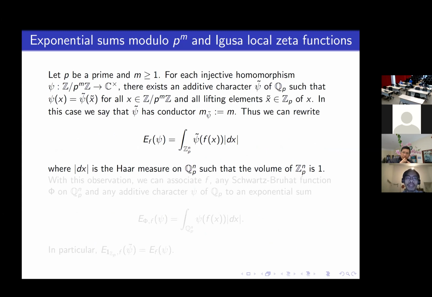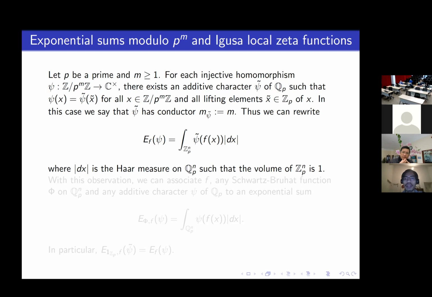Let p be a prime and m at least 1. For each injective homomorphism psi from Z over p^m Z to C star, we observe that there exists an additive character psi tilde of Q_p such that psi(x) equals psi tilde of x tilde for all x in Z over p^m Z and all lifting elements x tilde in G_p of x. Note that in this case, we will say that psi tilde has conductor m_psi tilde.